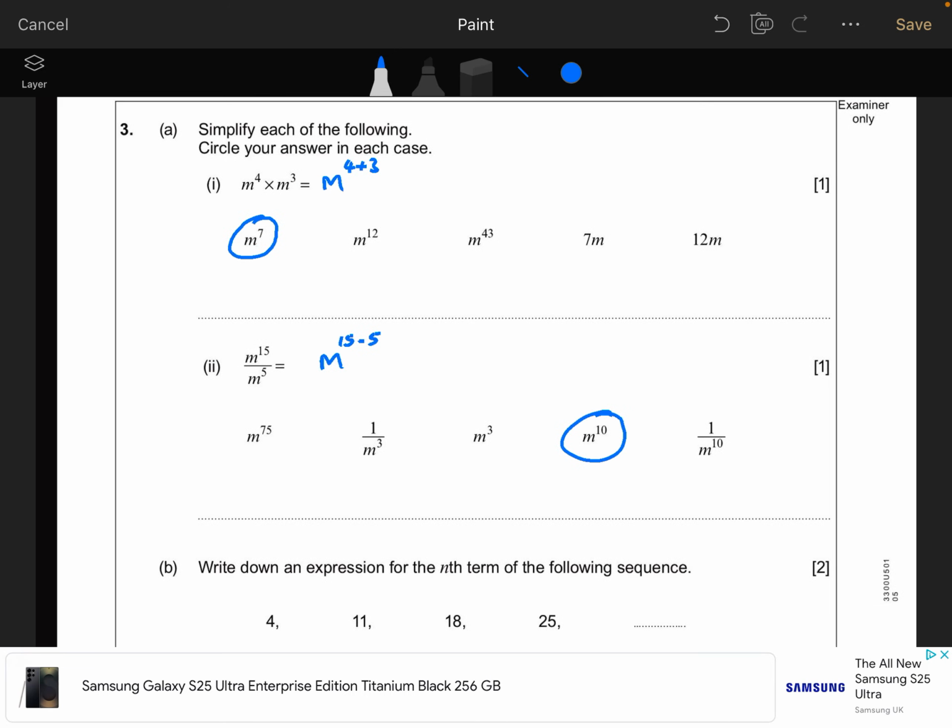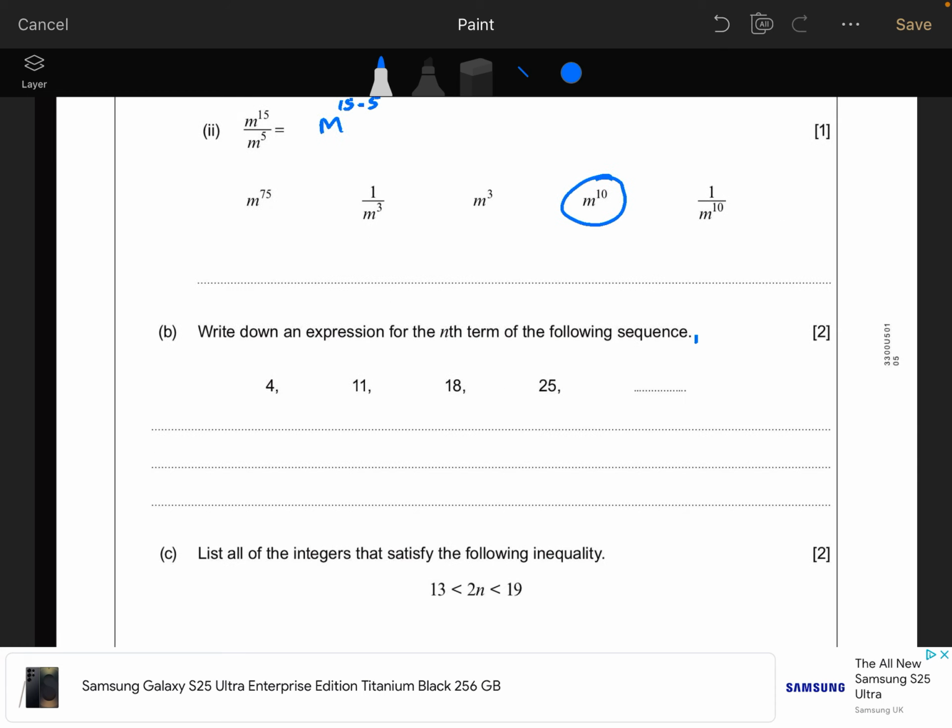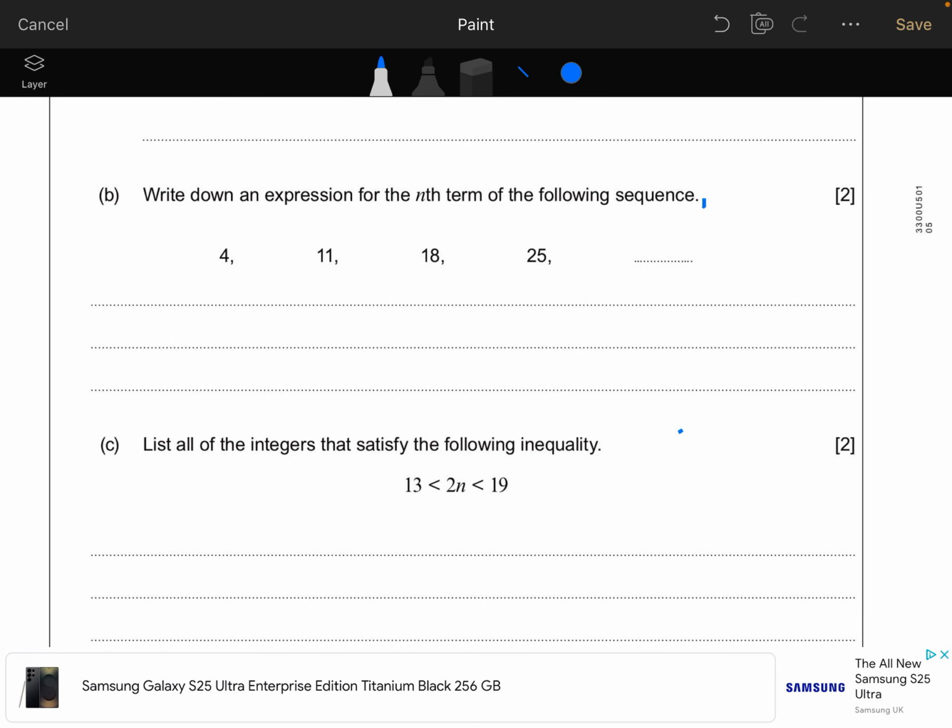Okay, part B says write down an expression for the nth term of the following sequence. So we need to think about what it's going up each time. So what is it jumping each time? This is jumping up 7 each time there, 7 again. I'm checking to make sure it does actually do the same thing every time, but it does go up 7 each time. The next number would be 32. It's not actually asked us for that, but you've been given a space just in case you wanted to write it down.